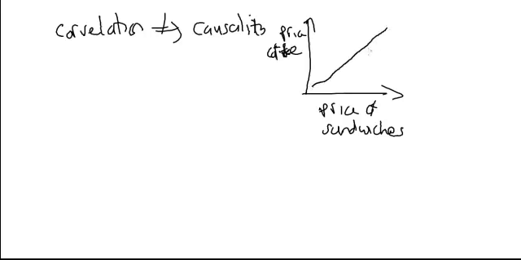So if you were to plot the price of coffee, price of sandwiches, the price of pretty much everything, it increased. So you would have a correlation between the price of coffee and the price of sandwiches, but the price of coffee didn't increase, was not the reason that the price of sandwiches went up.